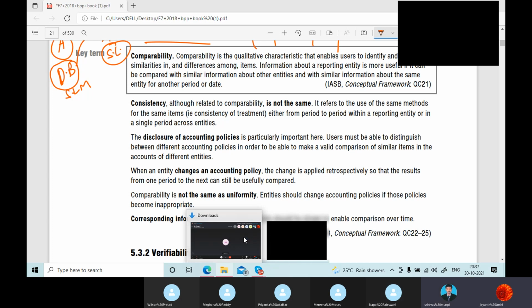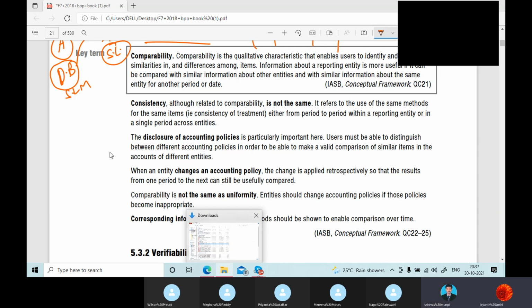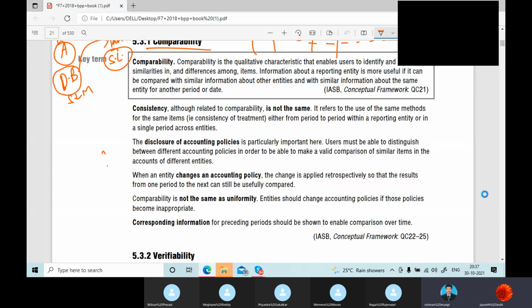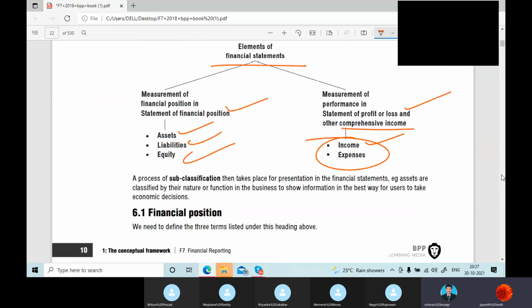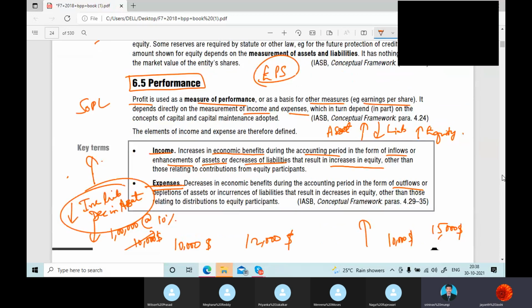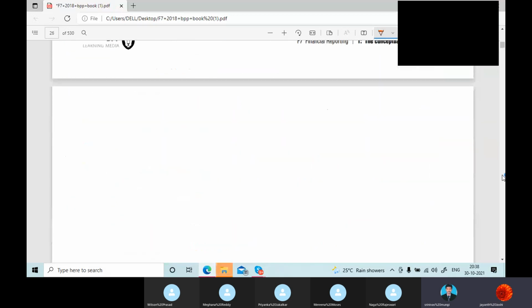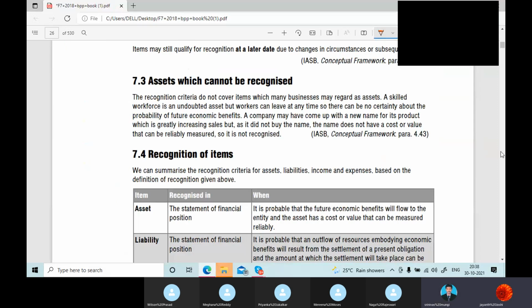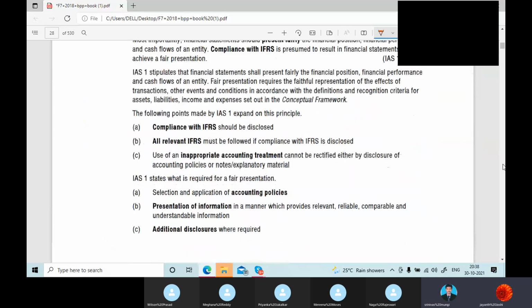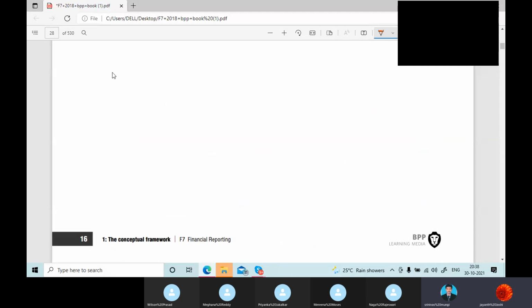Okay. No problem. See, do you know anything about the retrospective effect? No, sir. Okay, let's go ahead. See, this is an important concept, retrospective effect. Please understand this. See, this is a company which has been following straight line method.